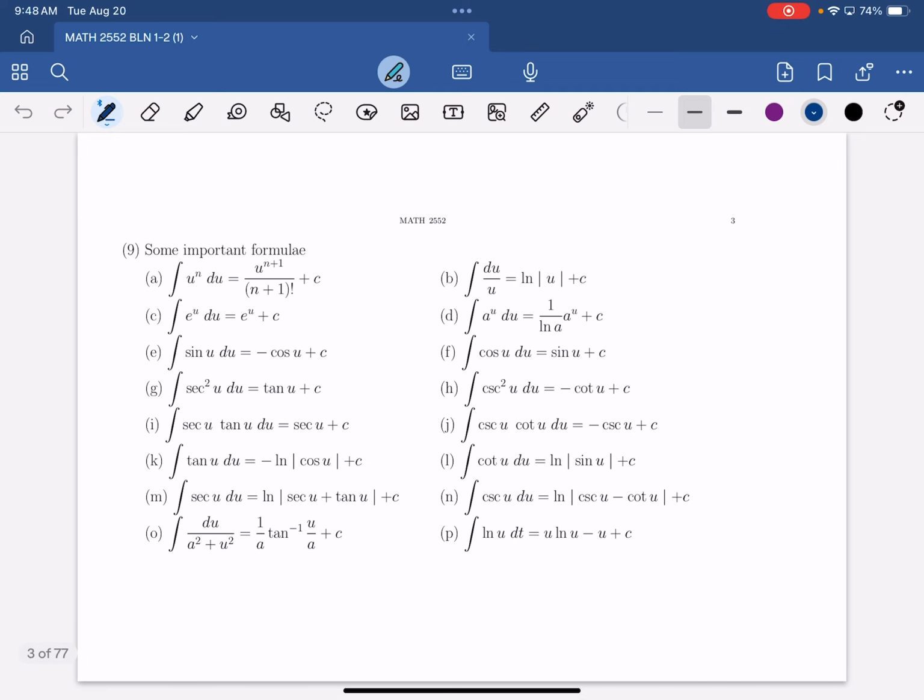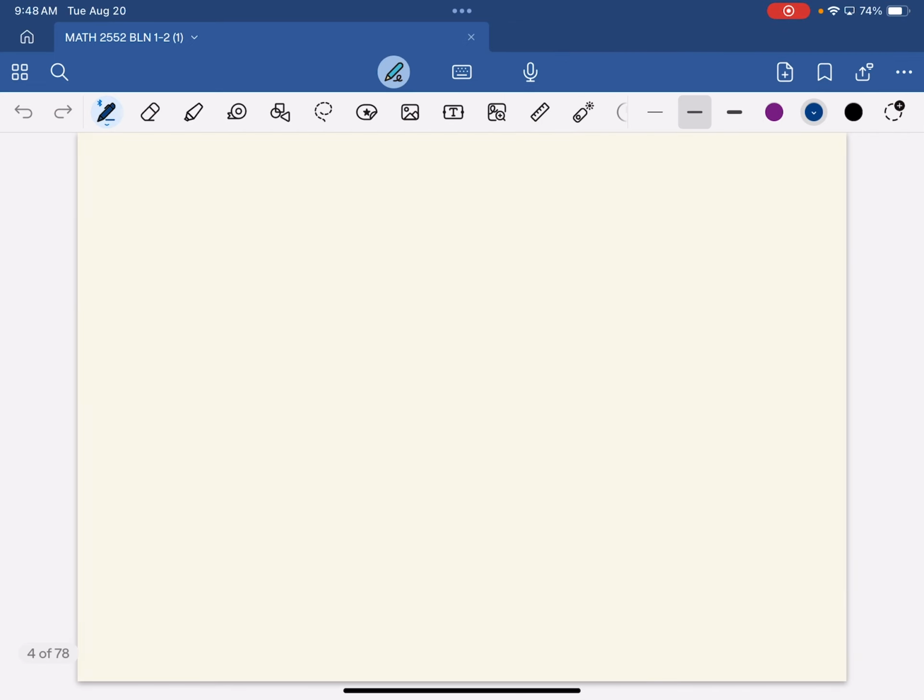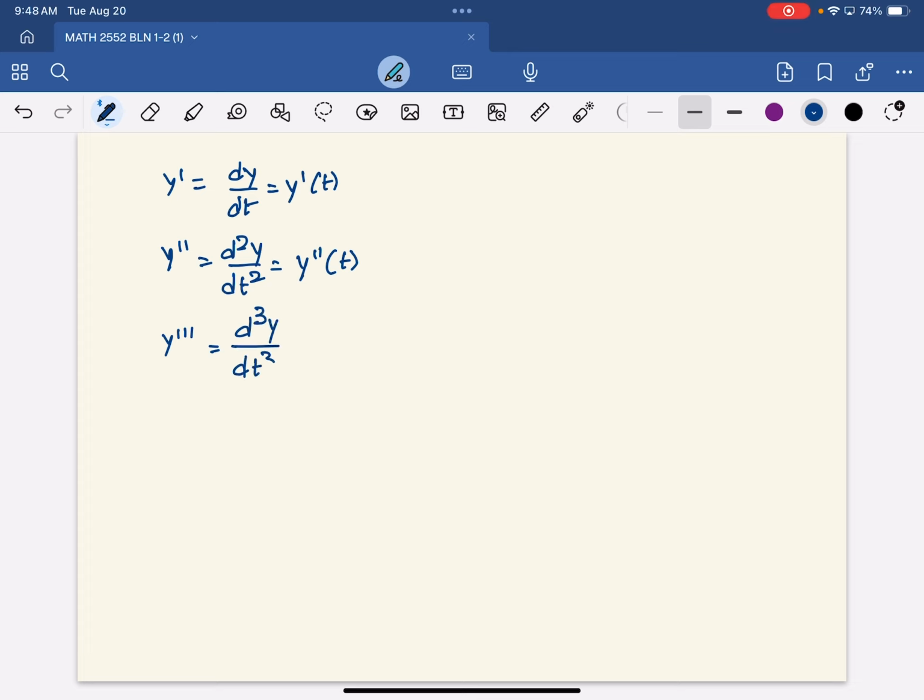Now, in this course, the notation is when I say y prime, I mean dy dt. That is y prime of t. And when I say y double prime, it's d squared y dt squared, and that also means y double prime of t. And when I say y triple prime, it is d cubed y dt cubed, and that is y triple prime of t. And so on. The Leibniz notation. That's the notation that I'm going to use in this course.